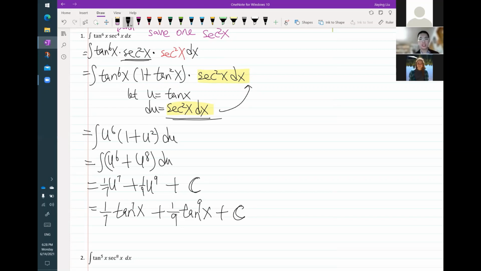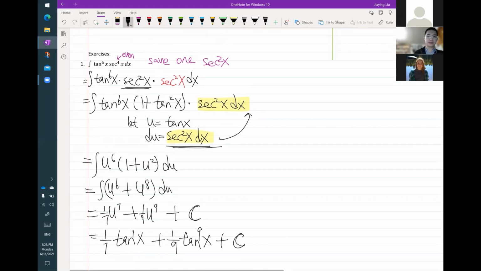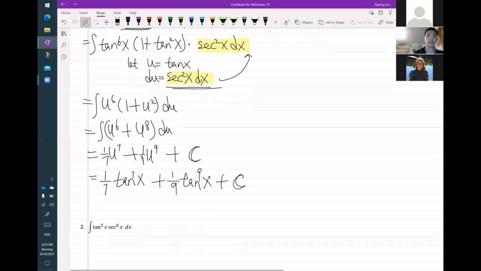Any questions on this example? This case is very similar to what we did last time with cosine. If the power of cosine is odd, we have to save a cosine and set u equals sine. If the power of sine is odd, we have to save a sine and set u equals cosine. Right, same thing. So this is this case.